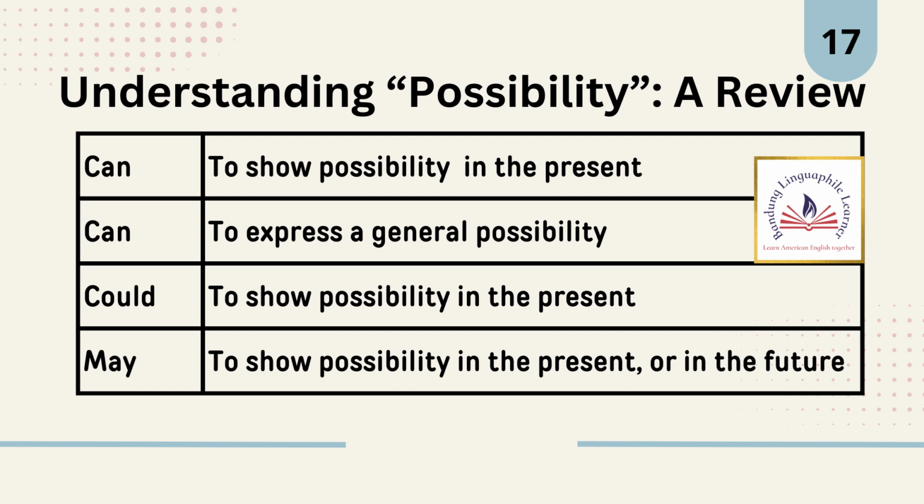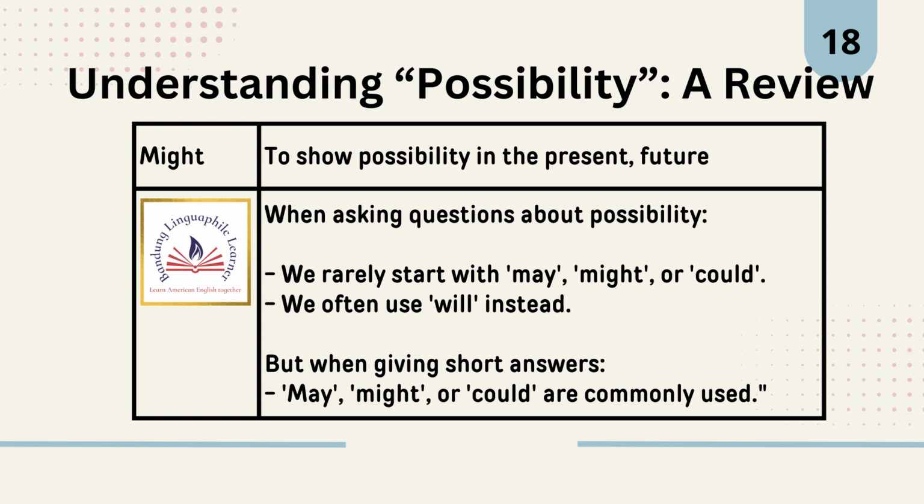Can. To show possibility in the present. Can. To express a general possibility. Could. To show possibility in the present. May. To show possibility in the present or in the future. Might. To show possibility in the present or future.